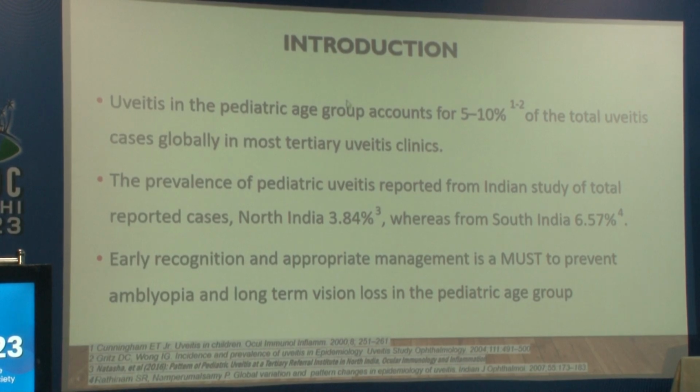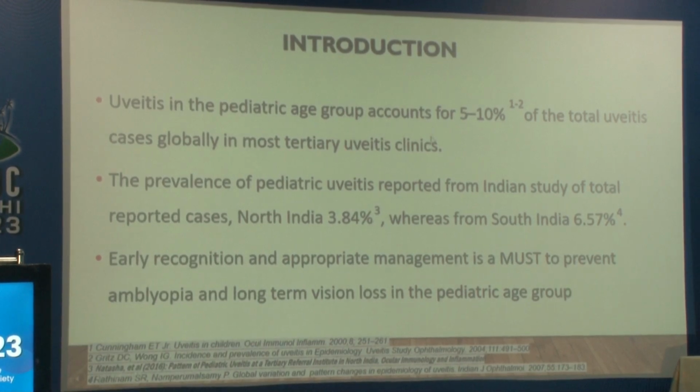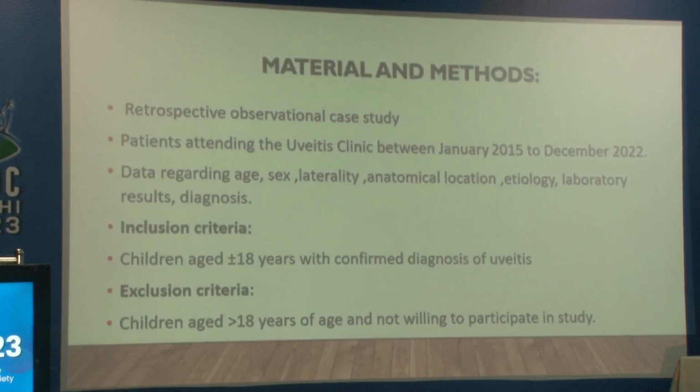Globally, uveitis in the pediatric population is around 5 to 10%, and in comparison of North and South India, its prevalence is around 3% in the North and around 6% in the South. So early recognition of this condition is important. It was a retrospective study performed from 2015 to December 2022, and this is the data we have taken. Inclusion was less than 18 years of age and exclusion was more than 18 years of age.